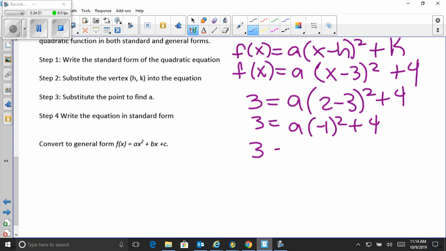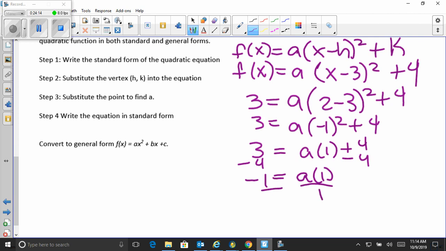3 is equal to a times 1 plus 1. We want to solve for a. Minus 4. Negative 1 is equal to a times 1. Do we have to divide by 1? Not really, but it makes you feel better. So there we go. Now we have our a.